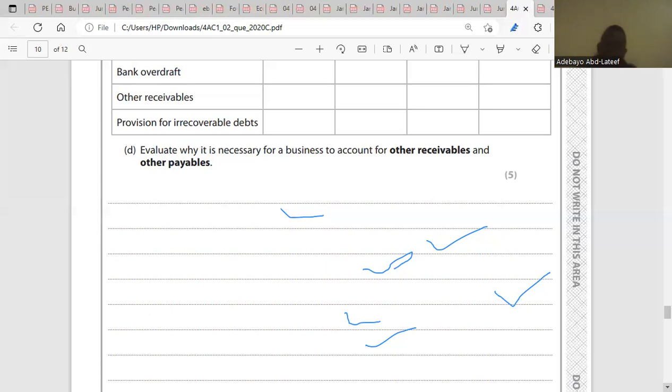And the last one is that if we are able to do this, we will be able to present an accurate figure about our profit and loss, an accurate figure about our assets and liabilities. Because we have accounted for those that are owing us, and we have accounted for those that we are owing. Is it clear? Can you just repeat the last thing you said?